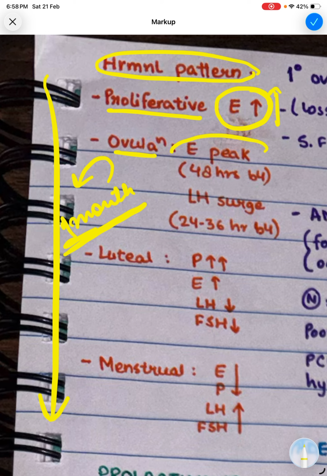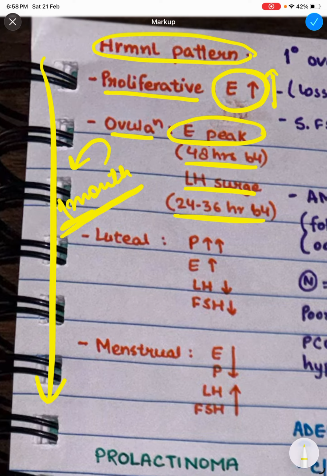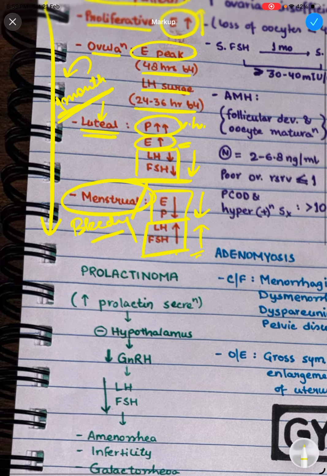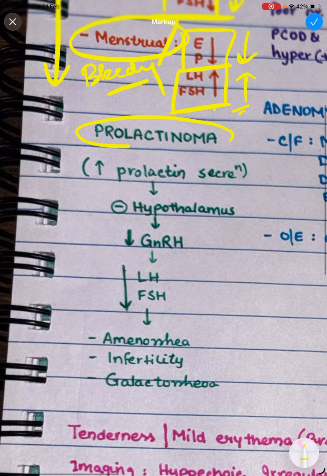Next is ovulation, where estrogen peaks 48 hours before ovulation, and the LH surge occurs 24 to 36 hours before ovulation. Next phase we get into is the luteal phase, in which progesterone is very high and estrogen is also at a higher level, whereas LH and FSH both decrease. In the menstrual phase, otherwise known as the bleeding phase, estrogen and progesterone both decrease, whereas LH and FSH increase.